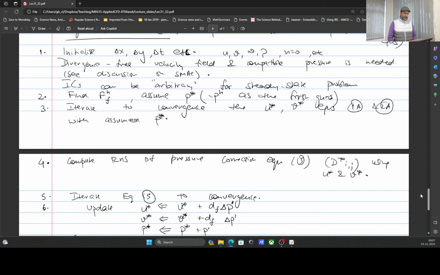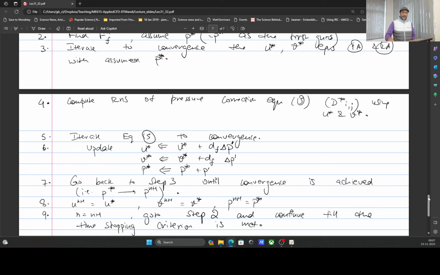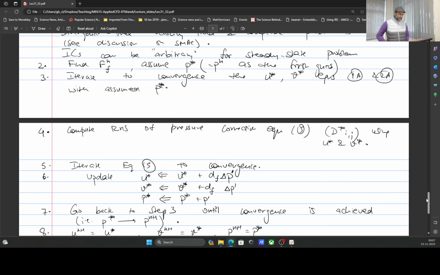So this gives us predicted values of u stars and v stars, and then we have to correct them because these u stars and v stars do not satisfy continuity. So we correct them using the pressure correction equation. So once we have the p prime values, we can get the next guess for u stars, v stars and p stars. And then we go back to step number 3, where we again predict the values, correct them, and keep doing that until the u primes and p primes become close to 0.